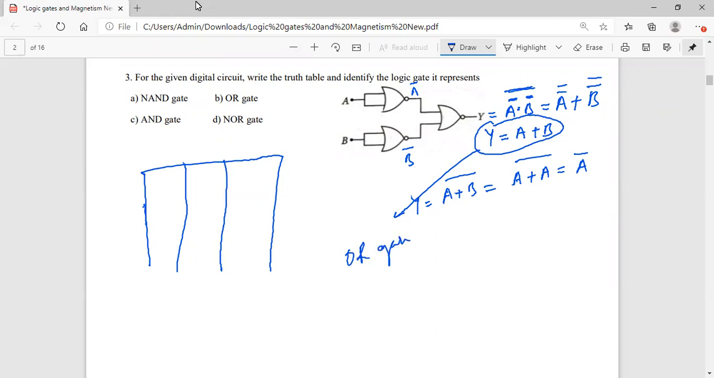So here we know that Y is equal to (A plus B) bar. Here both the inputs are A only. Therefore, (A plus A) whole bar is A bar. Similarly, (B plus B) whole bar is B bar. Then the output of the third OR gate is Y is equal to A bar plus B bar. Sorry, it's not dot, it's a plus.